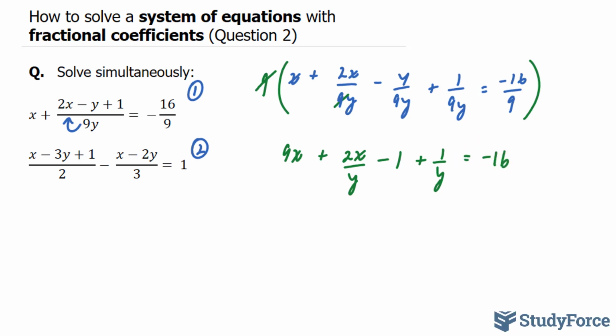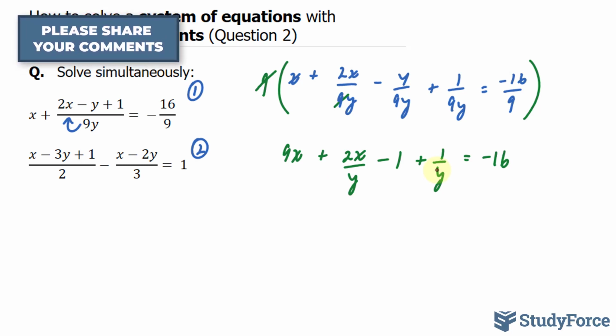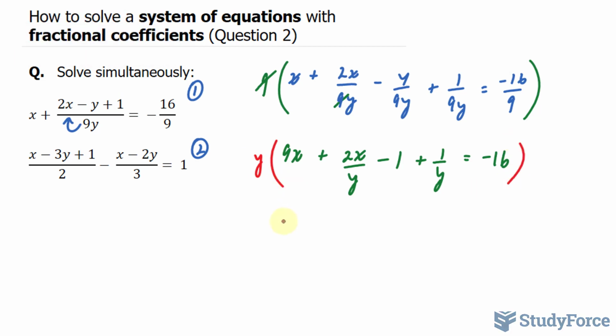Once you've done that, you want to clear the denominators again of the y's. And you can do that by multiplying everything by y. If I multiply everything by y, I get 9xy. And given the fact that we have 9 times x times y, this is not a linear equation. Moving on, 9 times 2x over y is plus 2x. This times this is minus y. This times that is plus 1. And negative 16 times y is negative 16y.